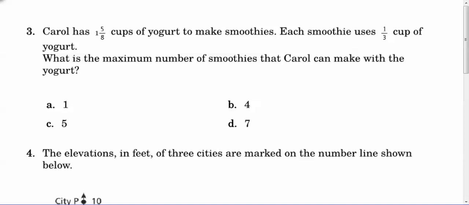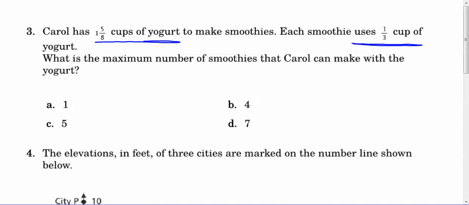So Carol has 1 5/8 cups of yogurt to make smoothies. Each smoothie uses 1/3 cup of yogurt. What is the maximum number of smoothies Carol can make with the yogurt? So essentially what that's asking is how many whole smoothies can she make? If she can only make half of another one, that's not going to count as a full smoothie. So she has 1 5/8 cups total, and she is going to be dividing it into 1/3 cup.